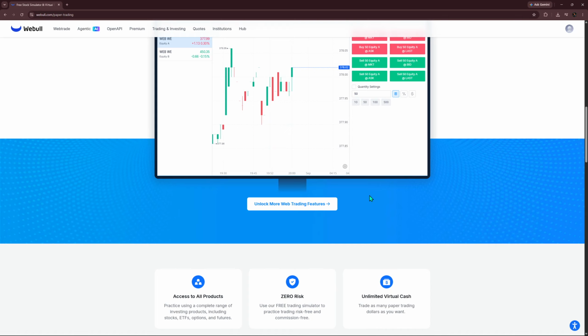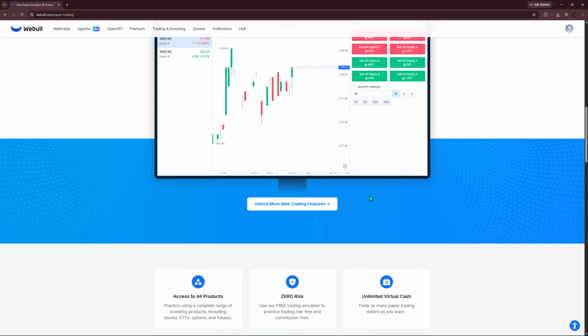You can explore different stocks, ETFs, and options just as you would in a real trading scenario. Pay close attention to the market trends and data provided by Webull's intuitive interface, which will help you make informed decisions. One of the great benefits of paper trading is that it allows you to track your performance without incurring any losses. Keep an eye on your trades and analyze your successes and mistakes. This analysis is crucial for refining your strategies and enhancing your trading skills over time.